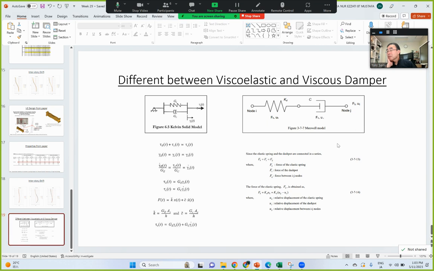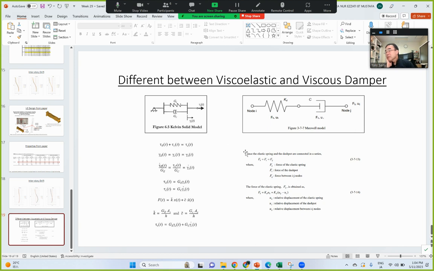And yesterday I realized something. When we use a viscous damper, the configuration is different. It's a spring in series, but if we use viscoelastic, it's a parallel configuration. It uses a Kelvin solid model. So I wonder if it would make a difference to the analysis result. Yeah, it's different, of course.